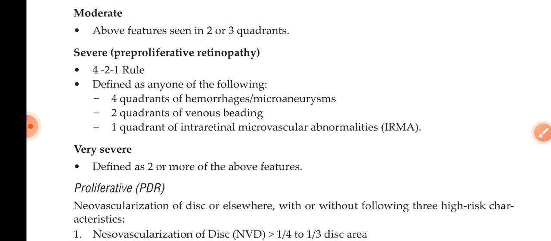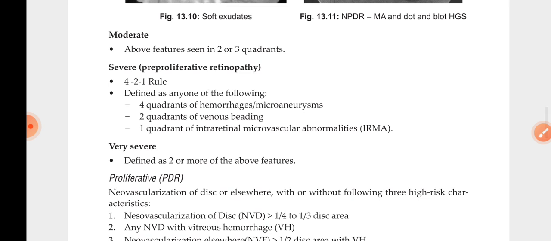In severe pre-proliferative retinopathy, we will use the 4-to-1 rule. The 4-to-1 rule is 4 quadrants of hemorrhages or microaneurysms, 2 quadrants of venous beading, and one quadrant of intraretinal microvascular abnormalities.